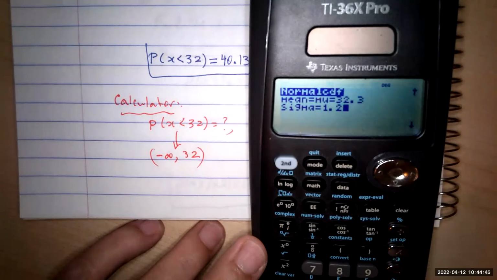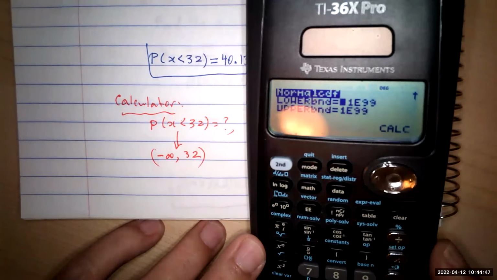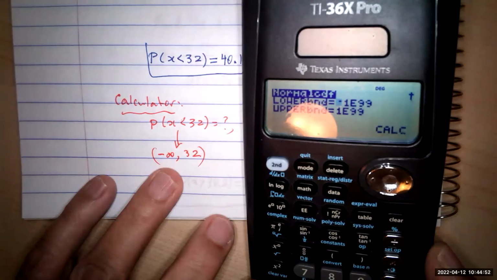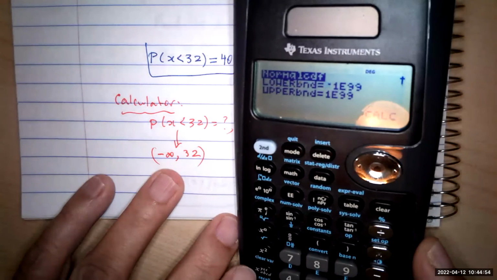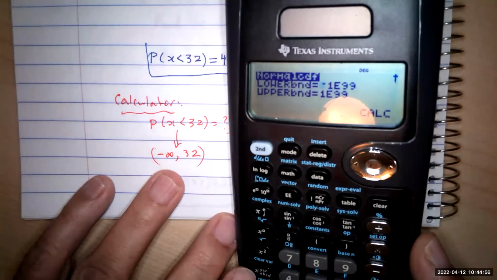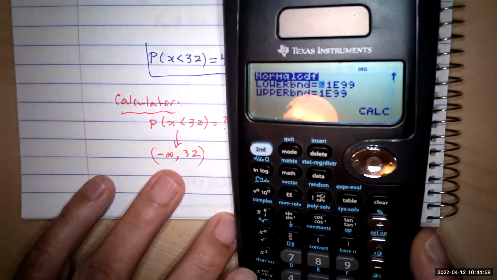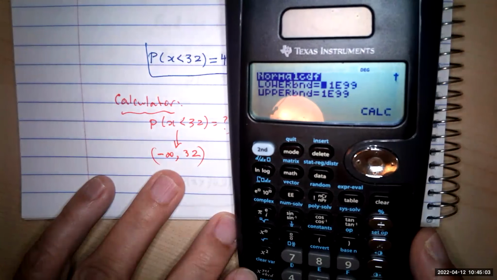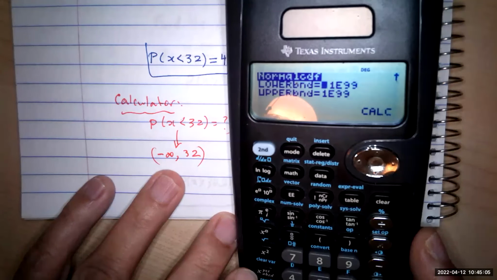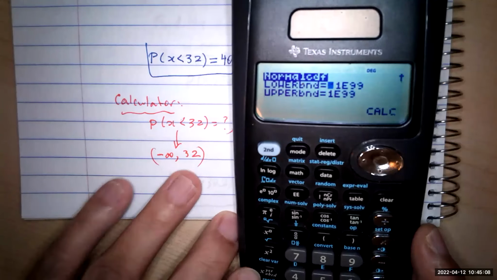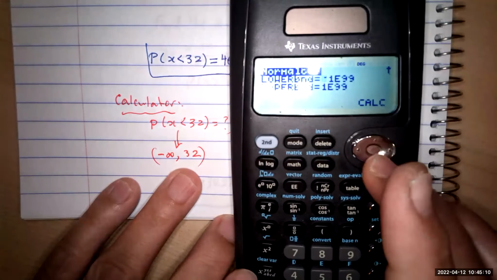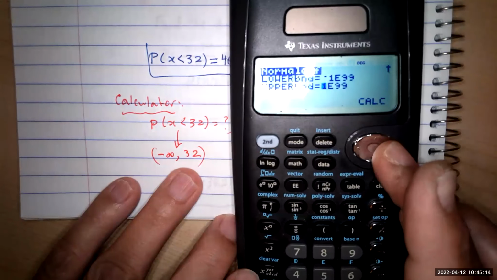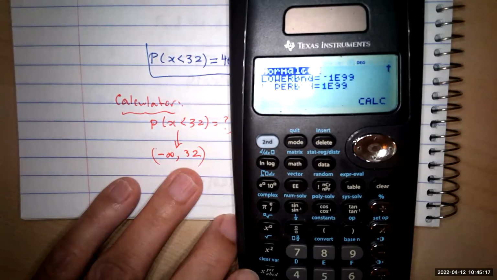1.2. Okay, then you go down. They ask for the lower and the upper. You see, the lower is negative infinity. That's negative 1E99. This means negative infinity on your calculator. You can type it if it's not there. Negative 1E99 is negative infinity. And the upper one is 32. So you have to clear this one and enter 32.